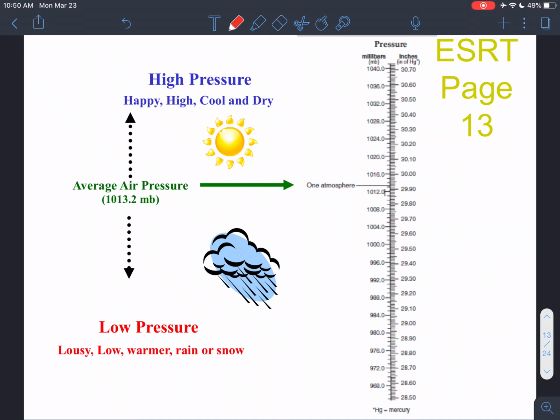All right, so if you look in your reference table, we've discussed this here. You have your air pressure, the units: millibars on this side, and inches of mercury on this side. I believe we drew a little sun on the high pressure side. Any pressure above 1 atmosphere is considered high pressure, so you can write happy high, cool and dry. If it's lower than 1 atmosphere, that's going to be a stormy day, not so nice out. So we say lousy low, warmer, rain, or snow.